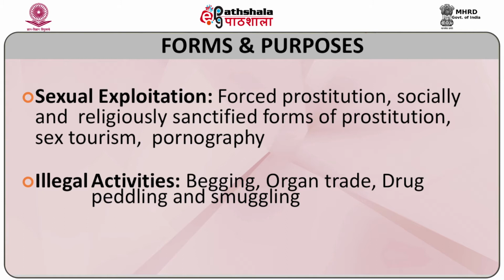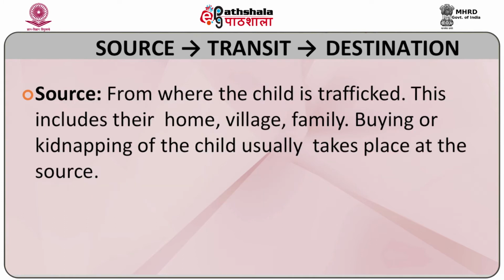Every person or even child who is trafficked goes through these particular phases. These are called source, transit and destination. Source basically means the place from where the first step towards trafficking is taken. This is the place where the child is started in the process of trafficking. These could be his or her home, village, community, and mostly a lot of buying and kidnapping of children also takes place at this particular source.